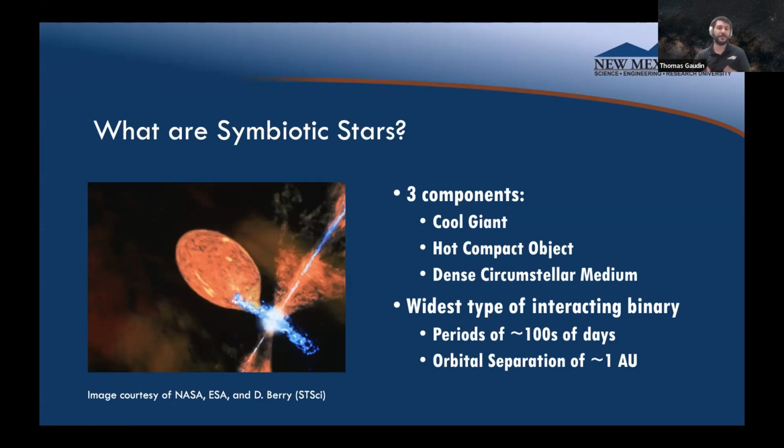The third component, and the most interesting for mass transfer in these systems, is the dense circumstellar medium, the cloud of gas and dust that surrounds both stars. This is the best evidence that we have that these systems are experiencing active mass transfer, that the red giant is losing mass to the white dwarf. Now, symbiotic stars are unique in that they are the widest type of interacting binary. Relative to most interacting binaries, these periods of hundreds of days and orbital separations of approximately 1 astronomical unit are extremely wide to be an interacting system.